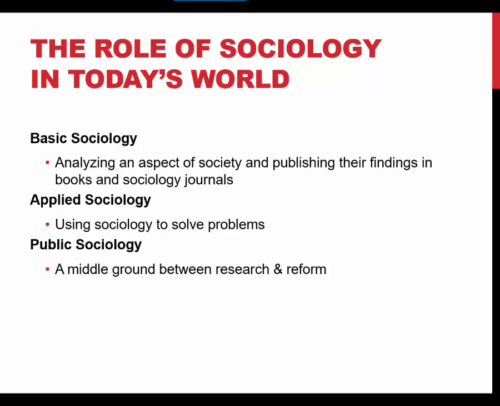There are people that push for what we call basic sociology. And this is where you just analyze society and you publish your findings in books and sociology journals that are primarily read by other people in the discipline or students in the discipline. And then there is applied sociology. This is the pro-reform wing. And people who are applied sociologists, they actively try to use sociology and their sociological research to solve problems in society. And then there's public sociology, which is right there in the middle.